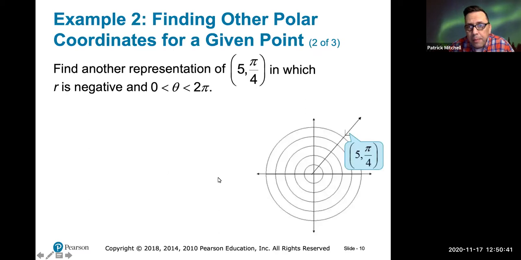Let's find another representation of 5 comma pi over 4, that same point, in which r is negative, but theta is still between 0 and 2 pi. So remember how the negative value of r works.